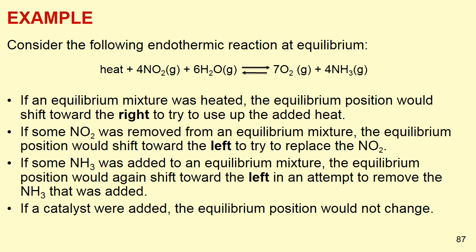All right, second bullet. What if we remove NO2? Well, NO2 is a reactant, so if we remove it, it will shift toward that same side. So it will shift to the left to try to replace more of the NO2 that was removed. What if we add NH3? Well, NH3 is a product. If we add more of it, it's going to shift away from that side. So again, it will shift to the left to try to balance out the extra NH3 that was added. But if a catalyst were added, the equilibrium position would not change. So we don't have to worry about that.